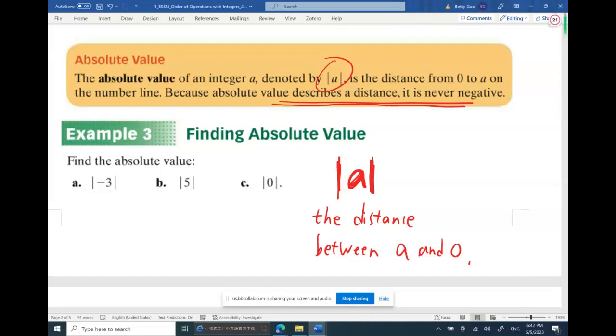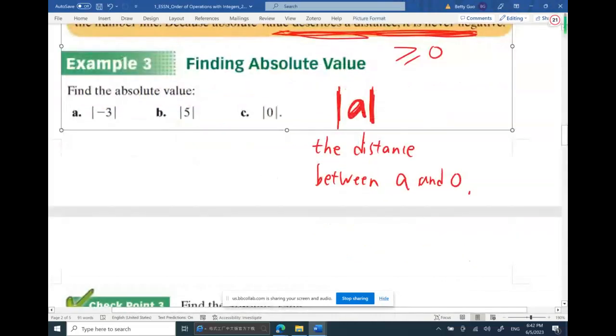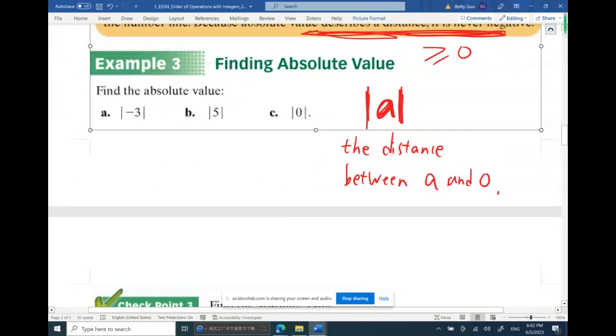Could the distance be negative? We wish to have another space to travel back, but no. Distance has to be non-negative. It means the distance has to be bigger than or equal to 0. All right, let's apply the definition to evaluate the given absolute values.